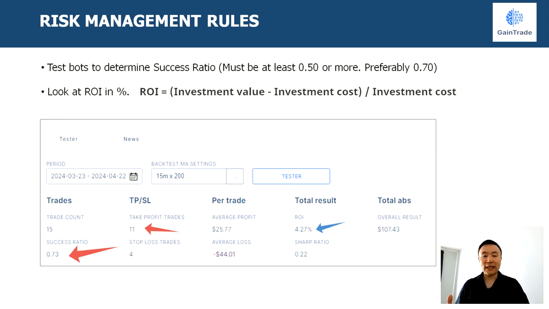As well, please pay attention to the ROI indicator, which is the return on investment, which is the profitability ratio of the pair. Try to look for a value of at least 1%, which will cover all your overnight commissions.